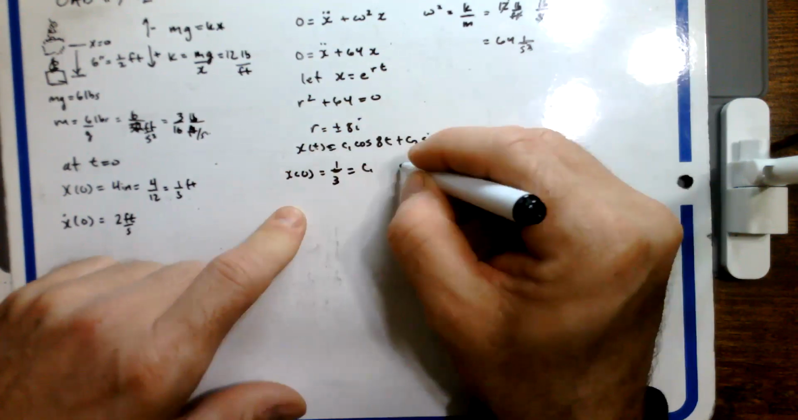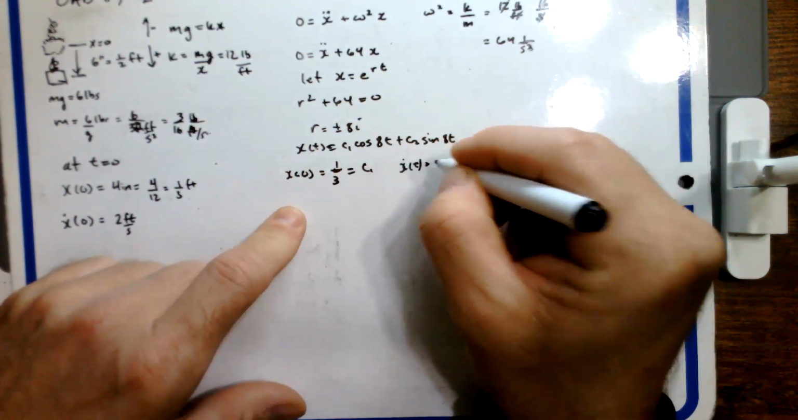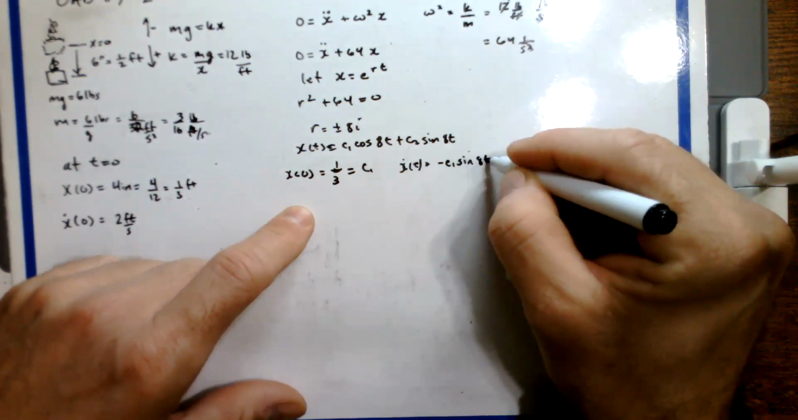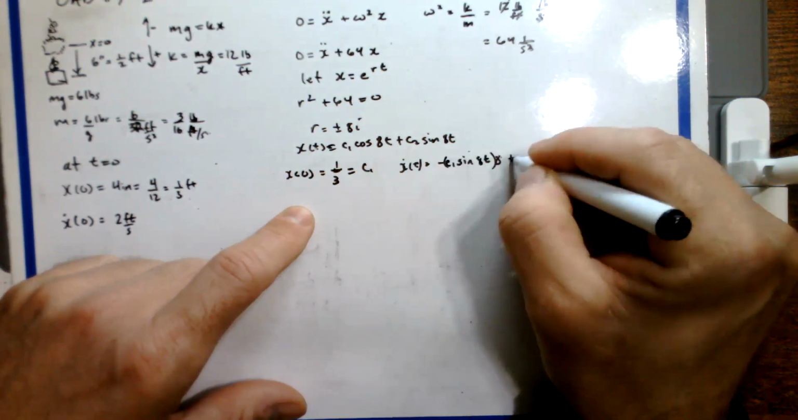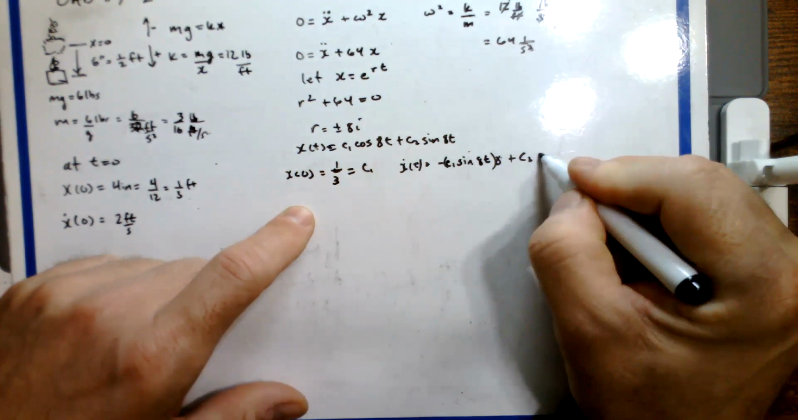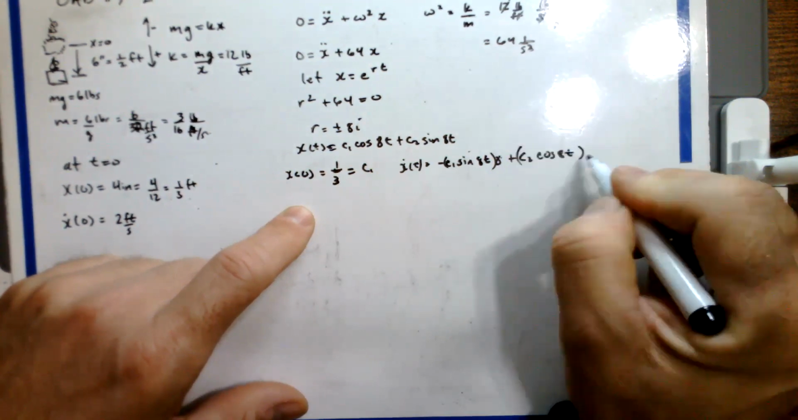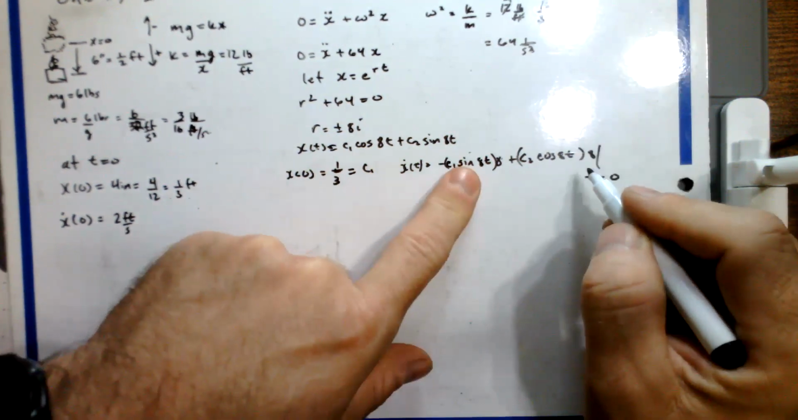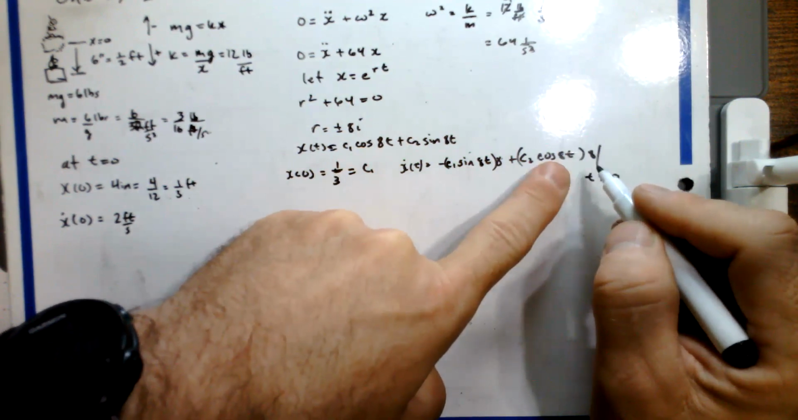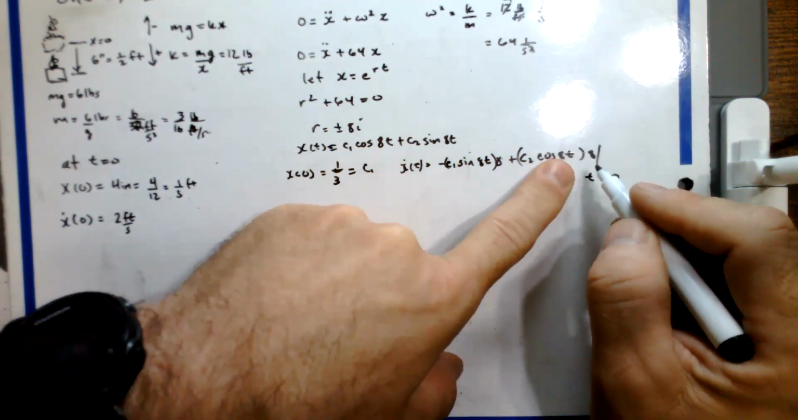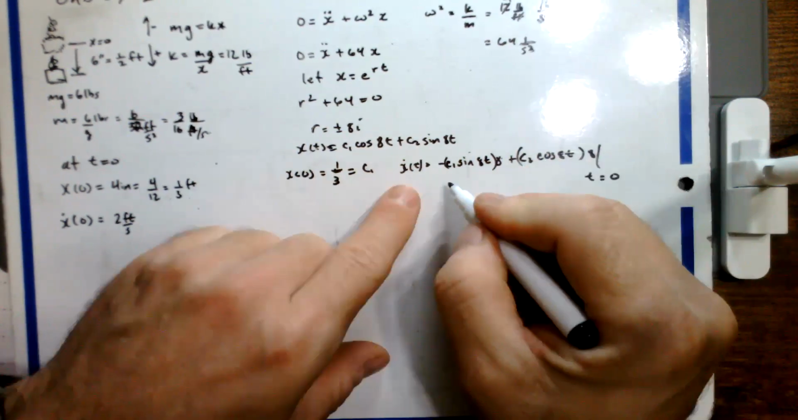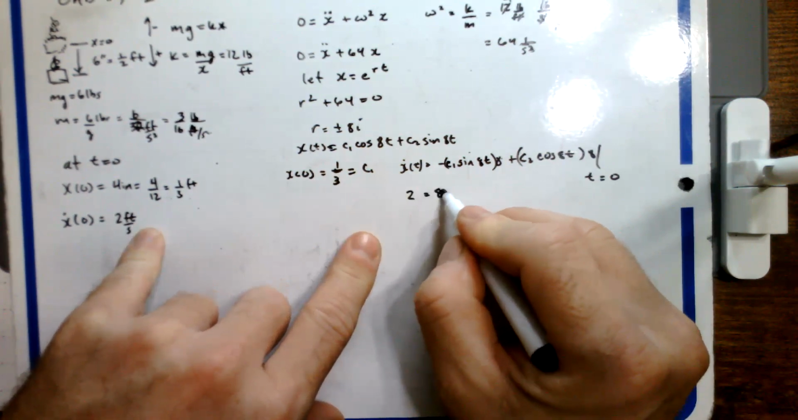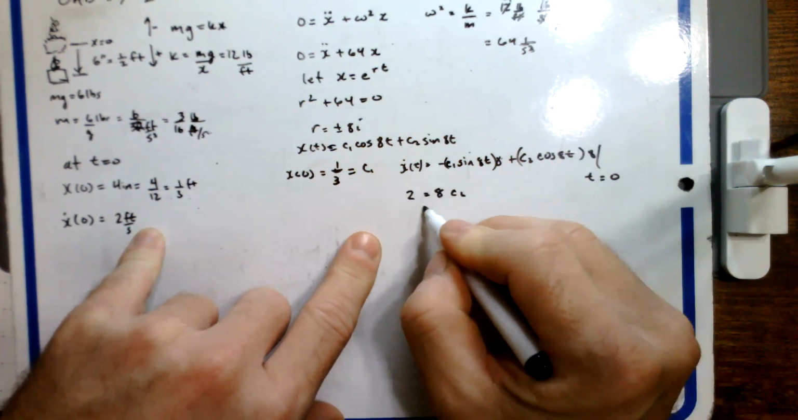If we take the derivative of x of t, we get negative C1 sine of 8t times 8 plus C2 cosine of 8t times 8. Then evaluating this at t equals 0, the sine is going to drop out, and we're just left with cosine of 0, which gives us 1. So we have C2 times 8 equals the initial velocity, which was 2. So C2 times 8 equals 2, and C2 is going to give us 1/4.